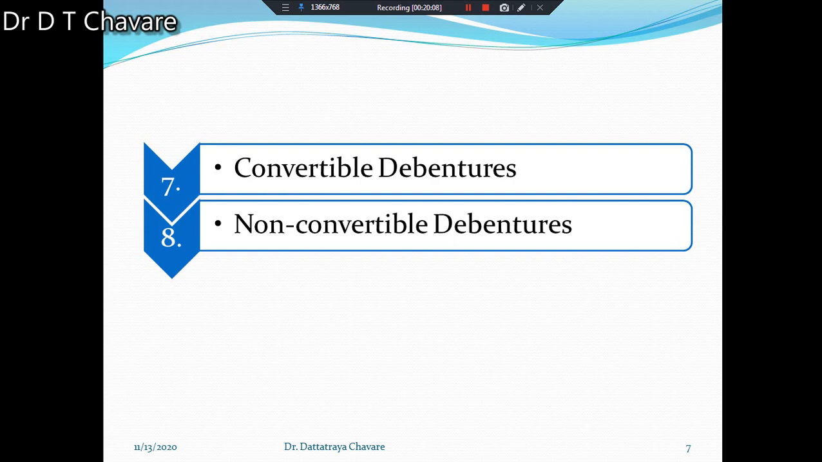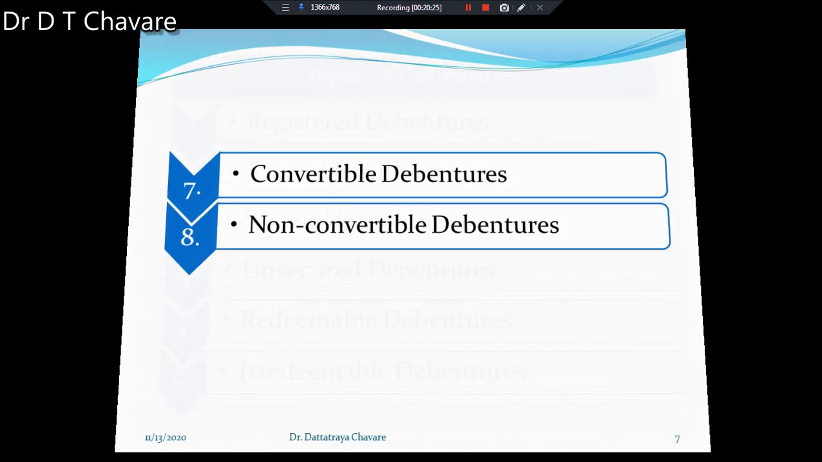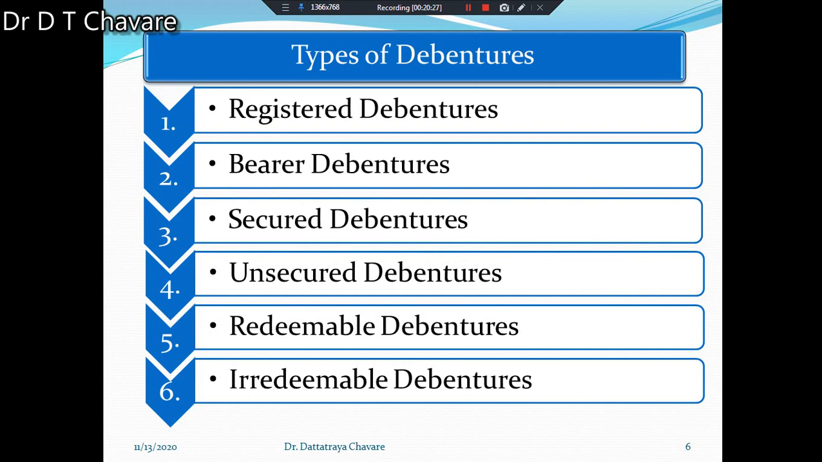Usually they are redeemable after the expiry of the stipulated time period. They carry an attractive interest rate as compared to the convertible debentures. In this way, these are the different types of debentures. How many types have we studied? Eight types of debentures we have studied.